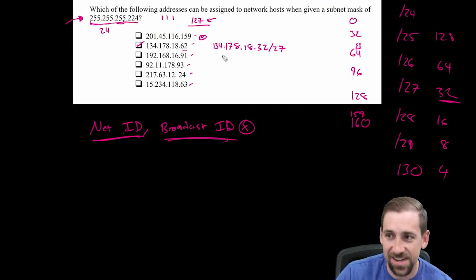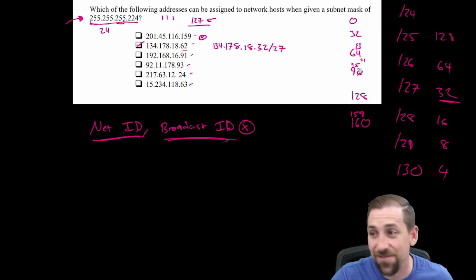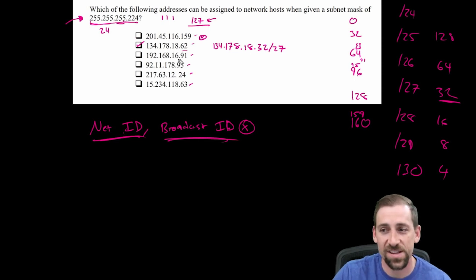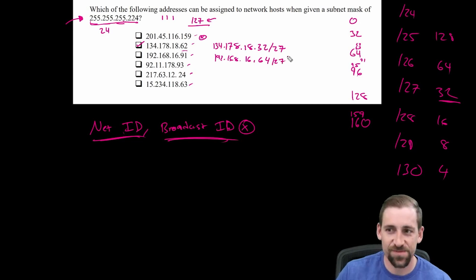Next up, 192.168.16.91. We're looking at the last octet, the 91 octet. Where does 91 fall? It falls between 64 and 95. 91 is right here. 91 is not 64. It's not 95. That means that it is valid. 192.168.16.91 is a valid address in the 192.168.16.64/27 address space.